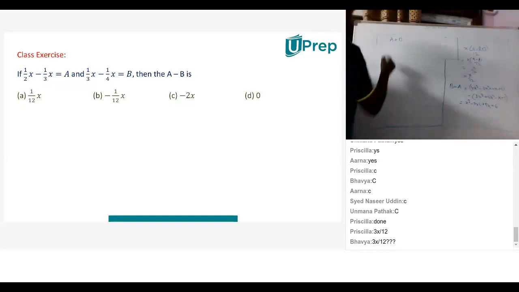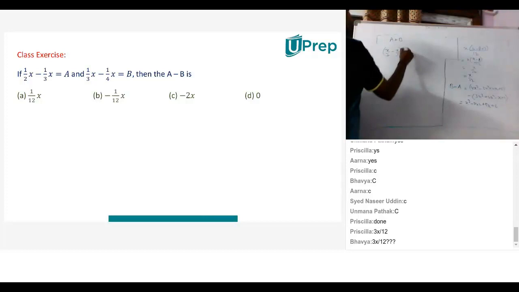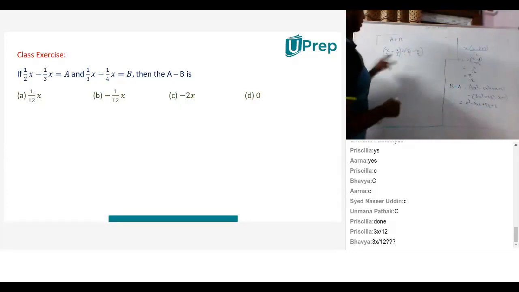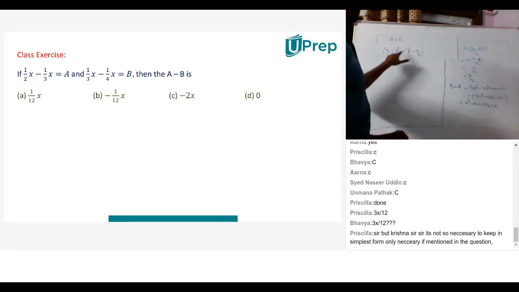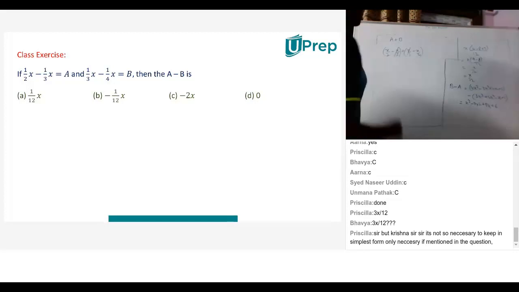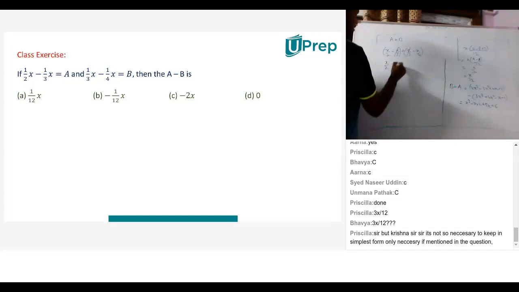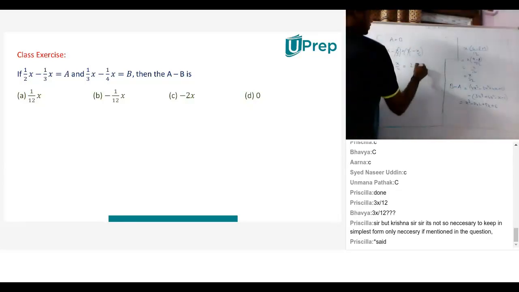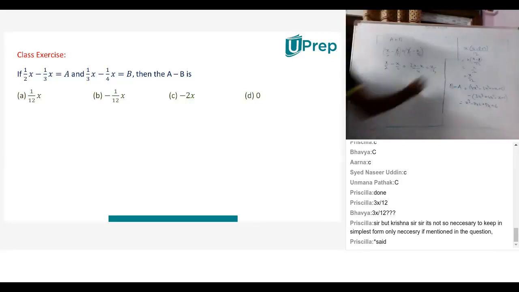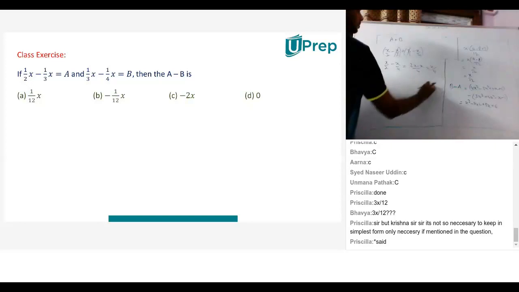So what do we do here? It is x by 2 minus x by 3 plus x by 3 minus x by 4. Now I can cancel out these both, because one is minus x by 3, another is plus x by 3. What is remaining is x by 2 minus x by 4. Here the LCM is 4, so I write 2x minus x by 4, which is equal to x by 4.